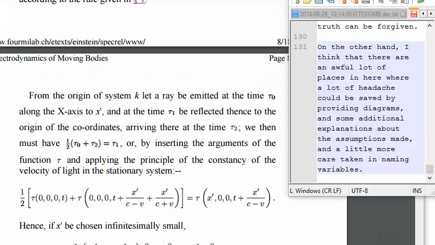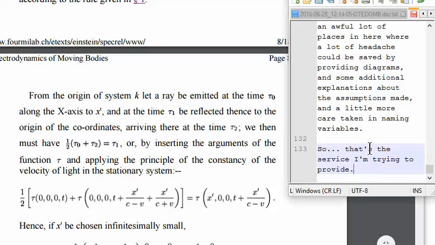On the other hand, I think that there are an awful lot of places in here where a lot of headache could be saved by providing diagrams, some additional explanations about the assumptions made, and a little bit more care taken in naming variables. So that's the service I'm trying to provide.